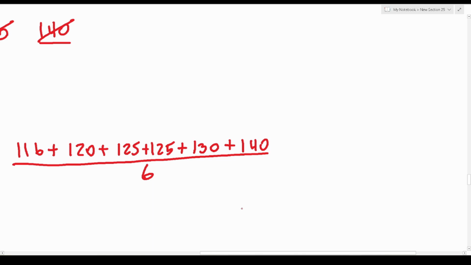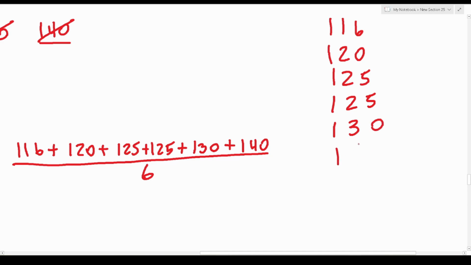All right, so in an effort not to make any simple mistakes, I'm going to add these vertically like this. I'm going to do 116, 120, 125, 125, 130, and 140. And then we'll come back and do the division after we add these. So this is 5 plus 5, which is 10, plus 6, so this is going to be 16. So we're going to drop down a 6 and carry a 1.